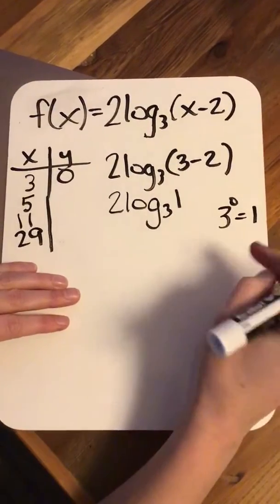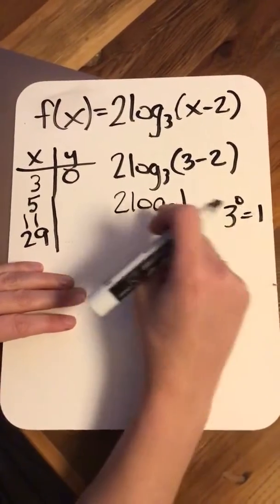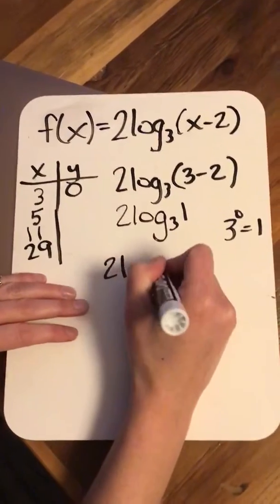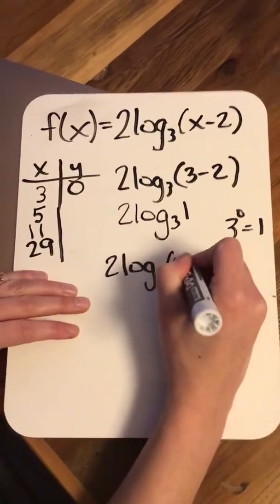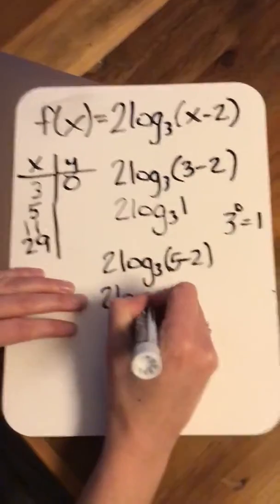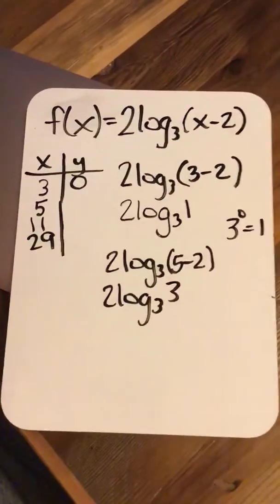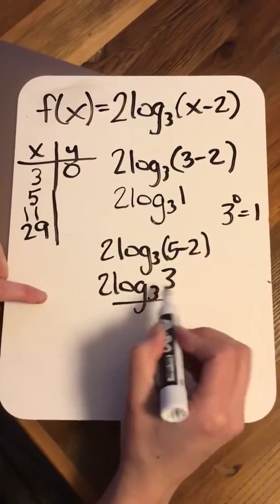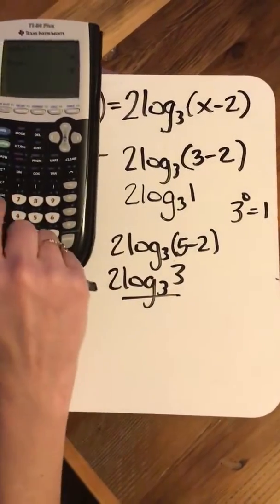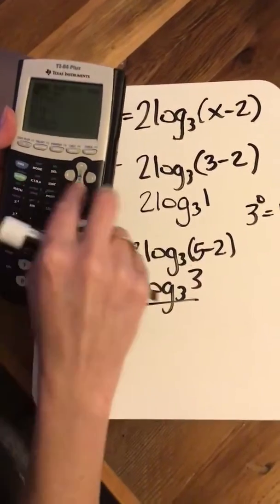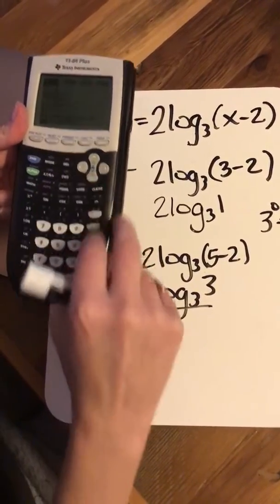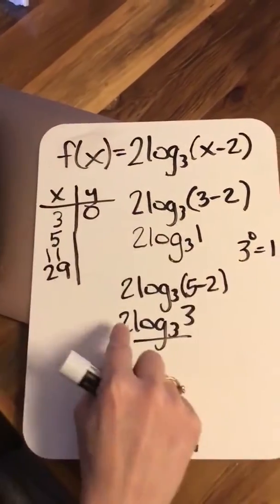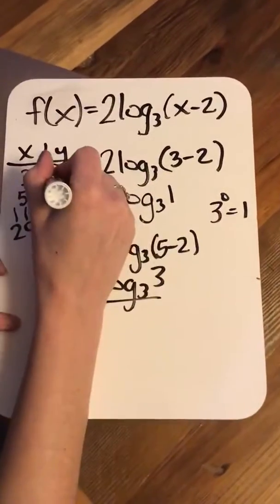And the reason why it's 0 is because 3 to the 0 power is equal to 1. Because remember, exponents and logs are inverses of each other. And we're going to do the next one. 2 log base 3 of 5 minus 2 is 2 log base 3 of 3. Now I already know this. Whenever I take the log of something that is the same base, I know it's going to be 1. But you could type that into your calculator. So make sure you go to that math button and change your base to 3. You get 1 and then multiply that by 2. So the answer would be 2 here.